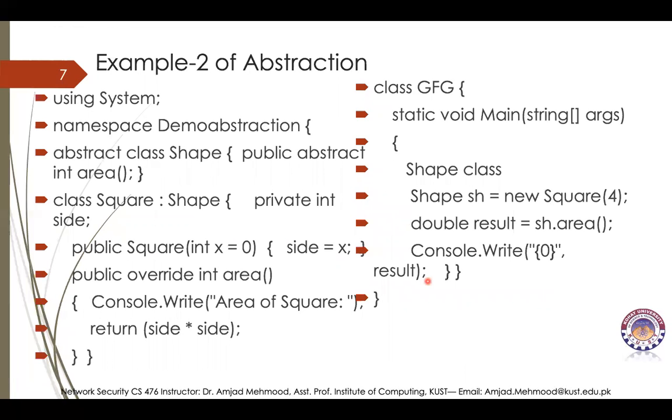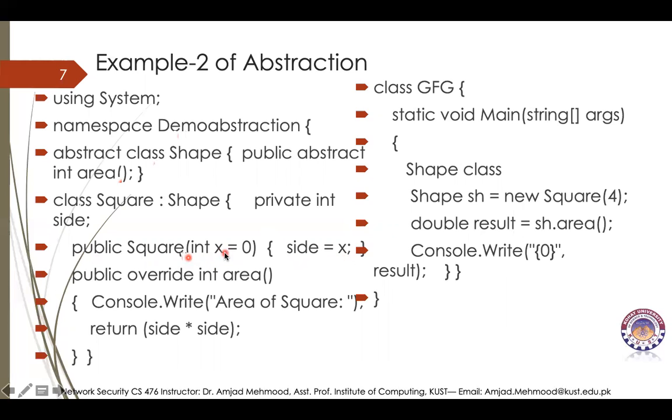Now this is example number 2. Here you can see the traditional trend of how you write your C# .NET program. So here we have using System, there's a namespace demo abstraction. Then this is shape. This is an abstract method. As you see, this method has no body, and then we have a square which is inherited from the shape class. And here you can see that we have a public square. This is one of the methods.